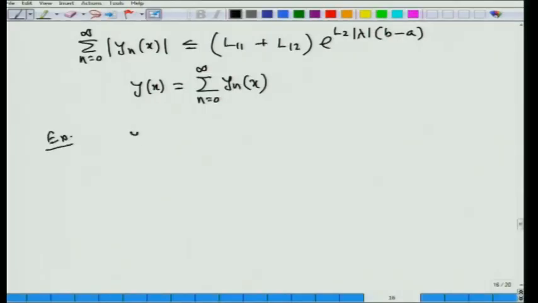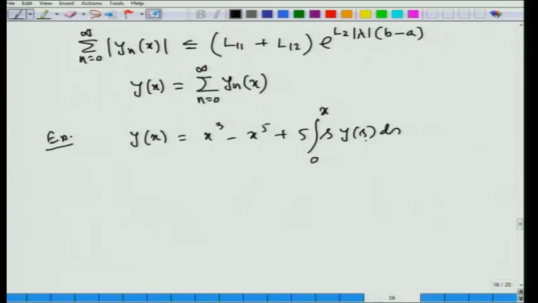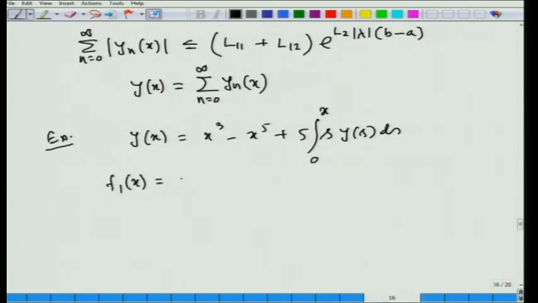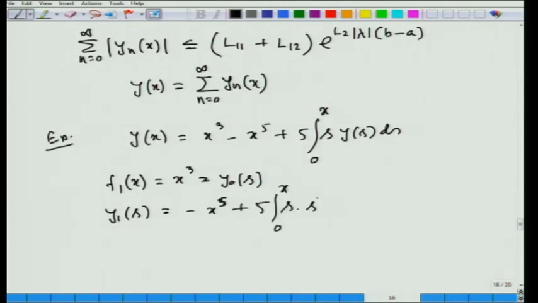Before coming to the end, just for a quick example, consider y(x) equal to x cube minus x to the power 5 plus 5 integral 0 to x of s y(s) ds. If you have a clever look at this problem, if we substitute y(s) equal to s cube, after integration it will produce an x to the power 5. So, in this case again the modified Adomian decomposition method is very useful. Take f1 equal to x cube, which is y0(s). Then y1(x) will be equal to minus x to the power 5 plus 5 integral 0 to x of s into s cube ds, which is equal to 0, because the integral results in x to the power 5 by 5. So, minus x to the power 5 plus x to the power 5 equal to 0.